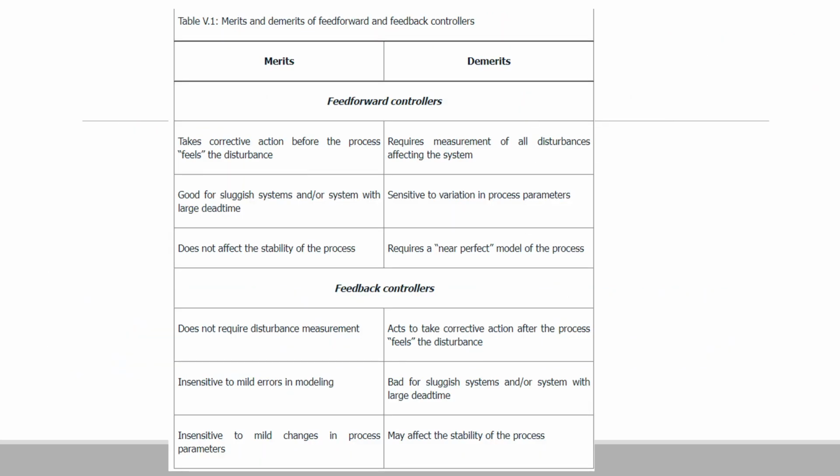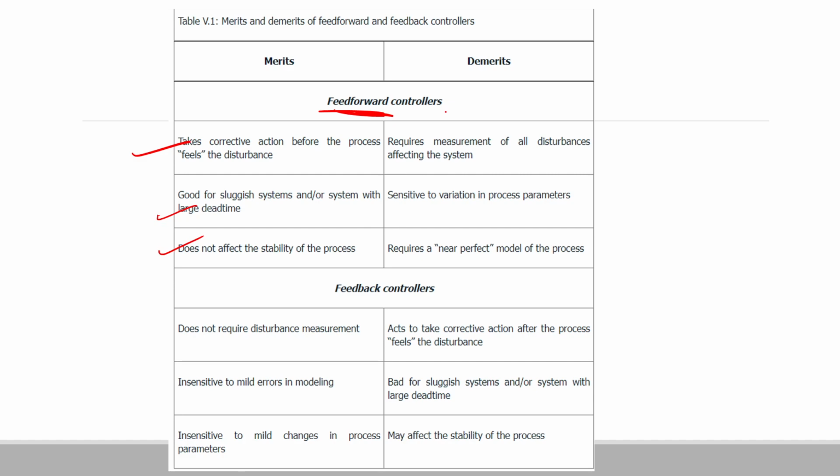And then we studied the comparison of feed forward and feedback controllers. We have already studied this. For feed forward controllers, we need a kind of prediction model or process model. But the advantage of a feed forward controller is that as soon as a disturbance is felt, the controller will try to take corrective action, that is, it takes corrective action before the process feels the disturbance. Such controllers are good for sluggish systems, that is, when there is a large dead time or a large delay in the process. Also, these controllers don't affect the stability of the process.